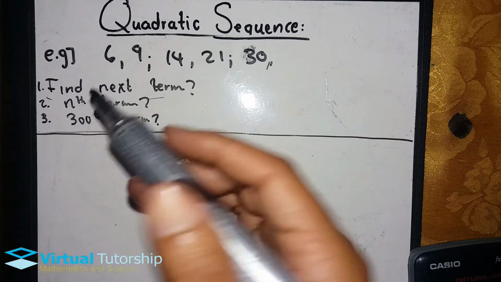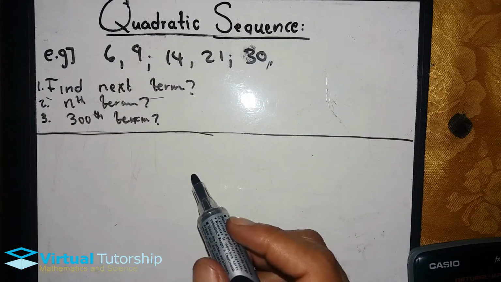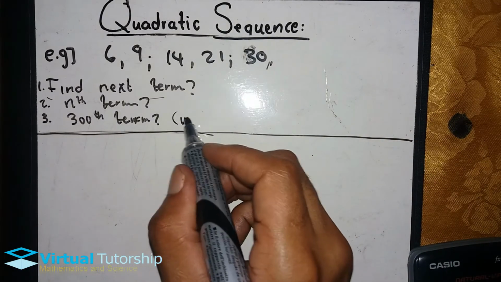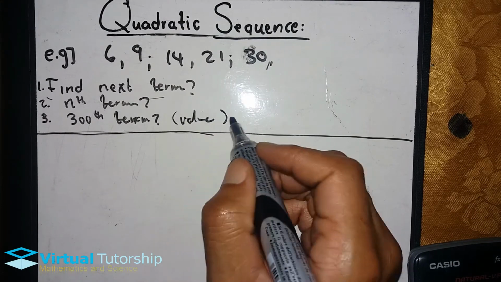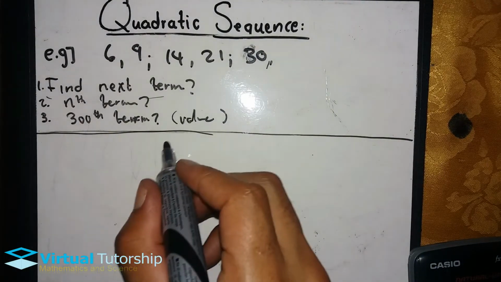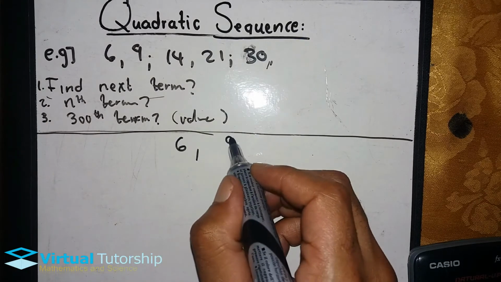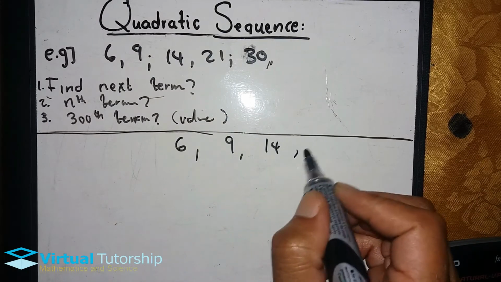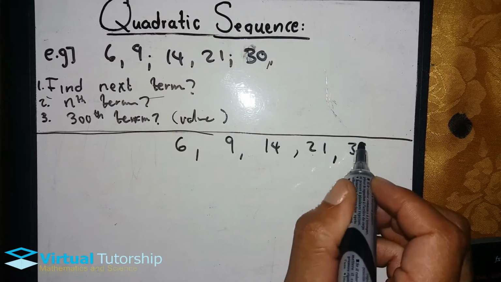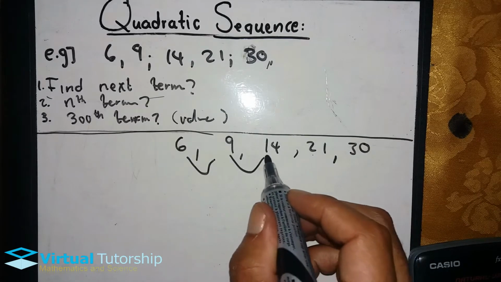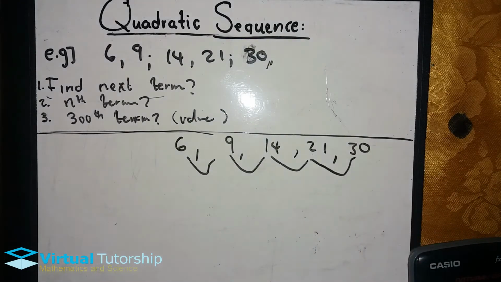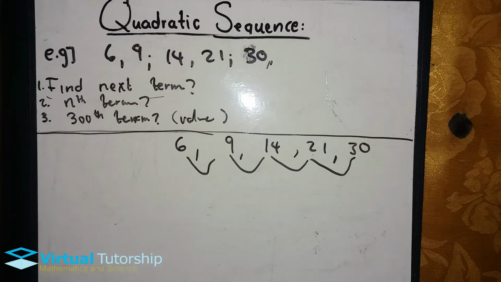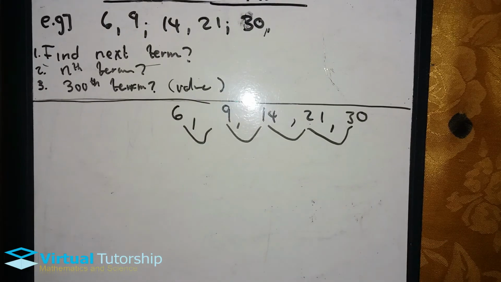Number 2, find the nth term. Number 3, find the 300th term, the value of the 300th term. So 6, 9, 14, 21, 30. What must we do? You check that your sequence is really a quadratic sequence, okay?